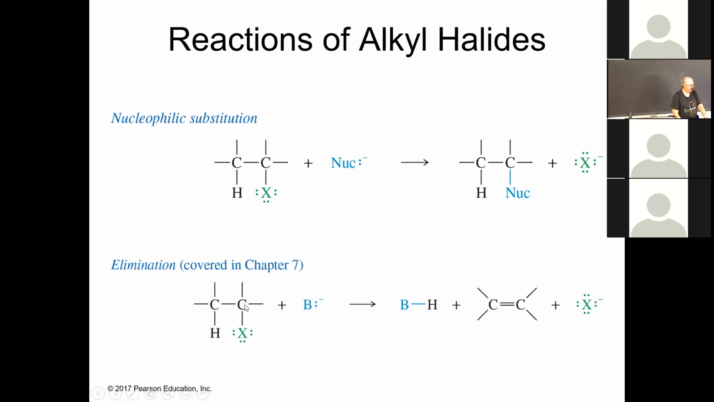Notice what happens in elimination. We remove the halogen, but we also remove a hydrogen from an adjacent carbon. This is what we call a beta hydrogen. And we end up with an alkene.